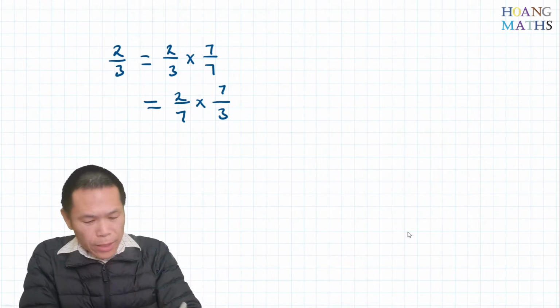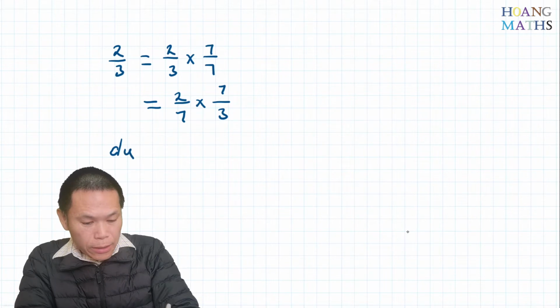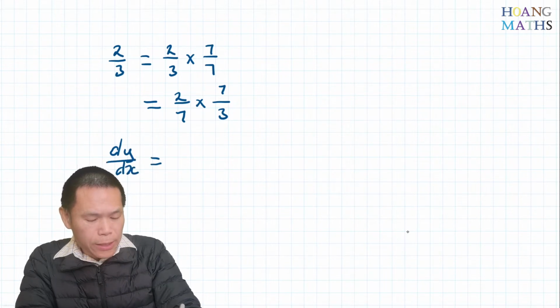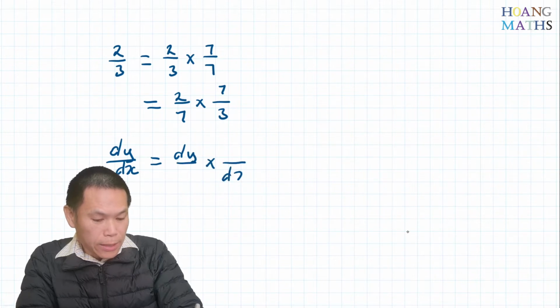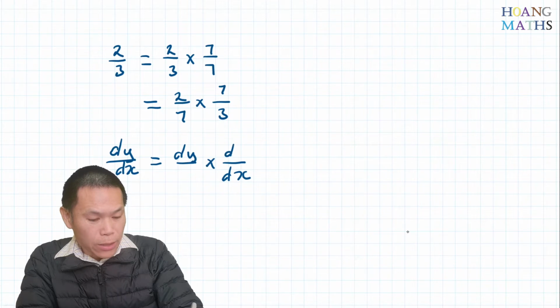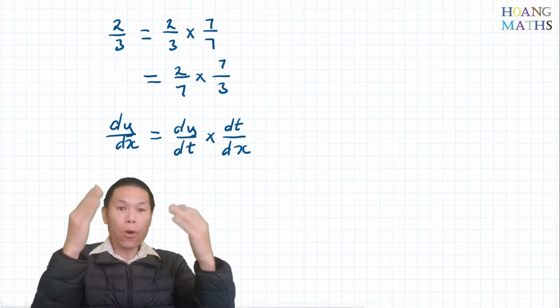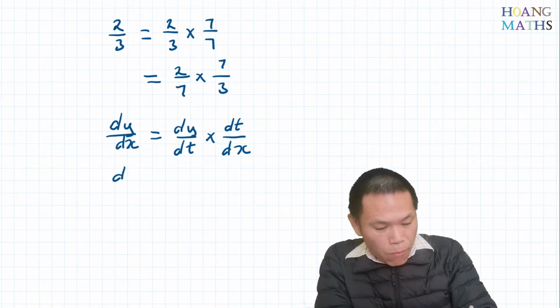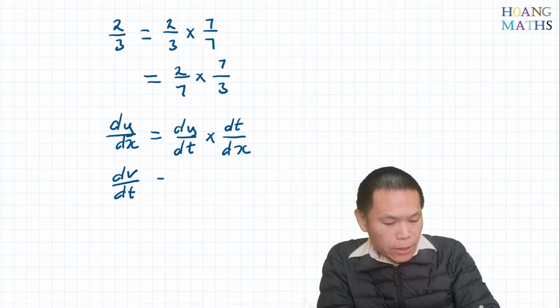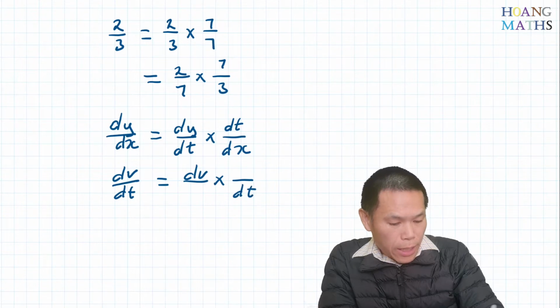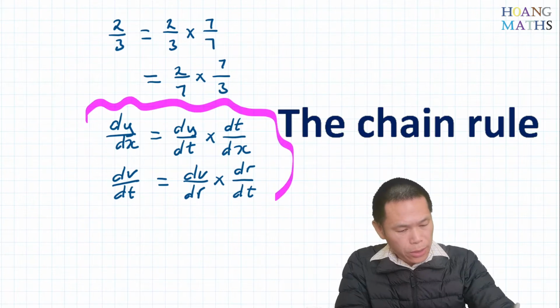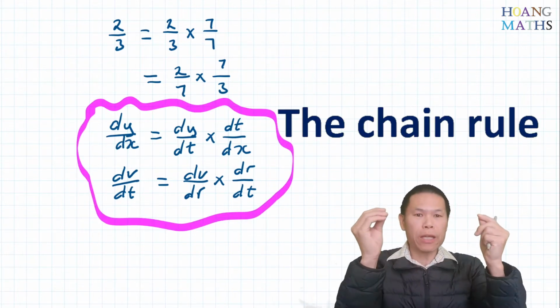Therefore, if we have dy/dx, this is the same as dy times dx, and then we can write dt on top, and of course we can write dt on the bottom. Or if we have dv/dt, this can be written as dv times dt, and it can be dr. So this is the chain rule. Please keep that in mind for me.